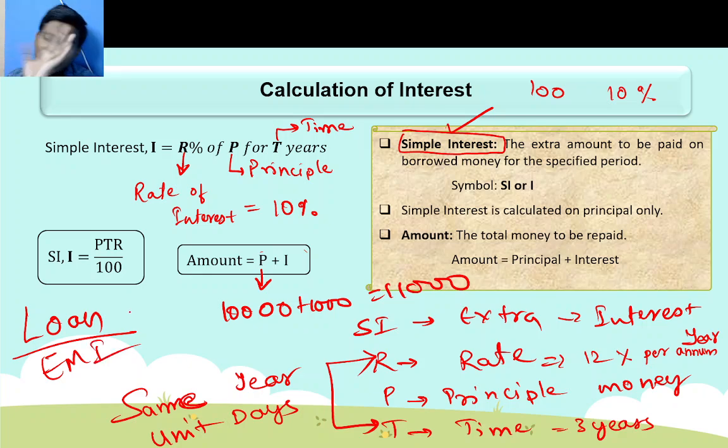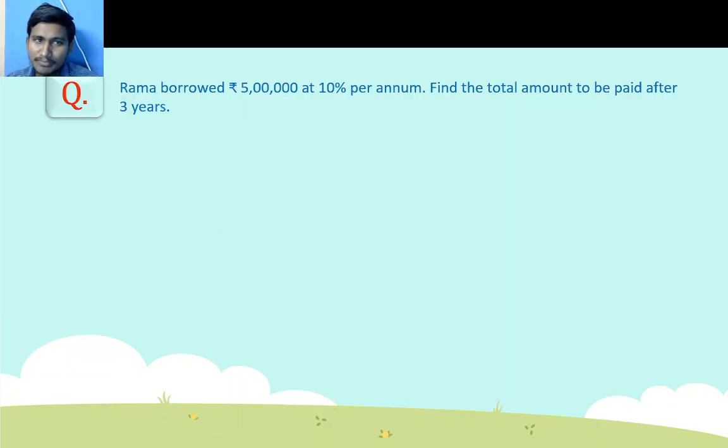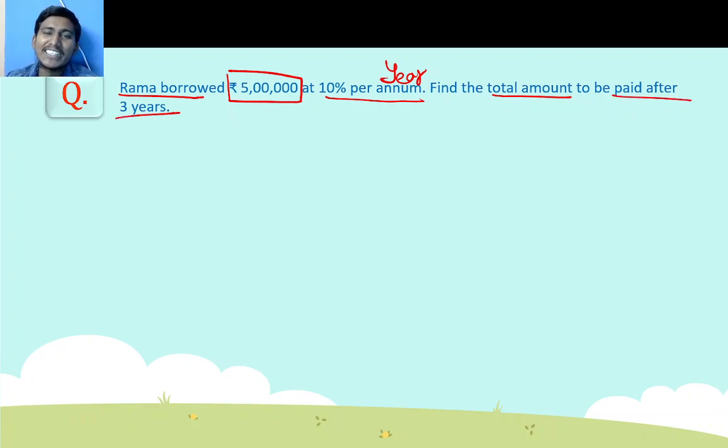Okay, now let's go and solve a question. Here, Rama borrowed 5 lakh rupees at 10% per annum. Annum means year. For 1 year, the rate of interest is 10%. Find the total amount to be paid after 3 years. You have to find the total amount. Total amount means this 5 lakh, and with that we have to find the interest. So how much will be the interest? How do we find the interest?